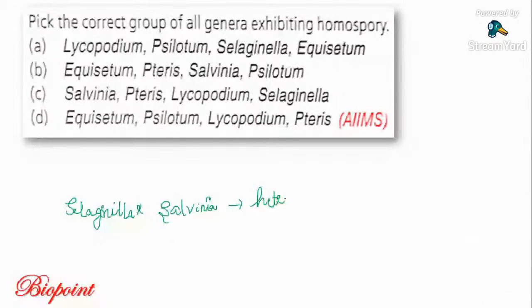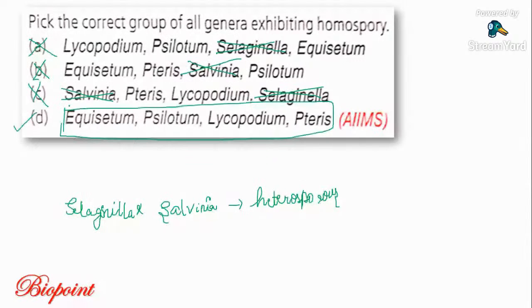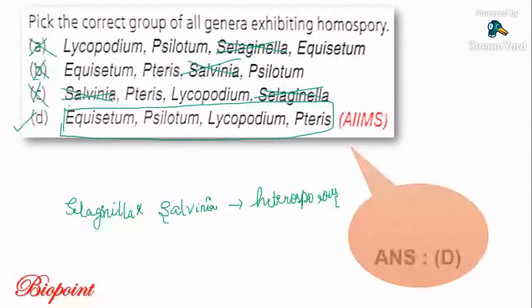So cut down all the options that contain either Selaginella or Salvinia. Option A cannot be the answer. Salvinia present in option B, so it cannot be the answer. Salvinia and Selaginella are both present over here, so that cannot be the answer. The correct answer for the question is option D: Equisetum, Psilotum, Lycopodium, Chara. Just remember, Selaginella and Salvinia are heterosporous in nature, so you can cut down all the options that contain either of these terms.